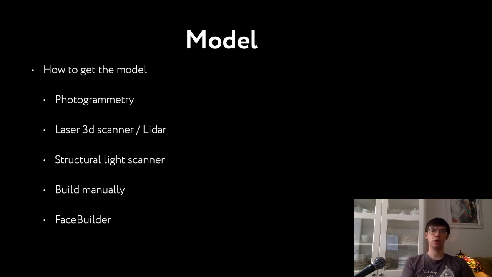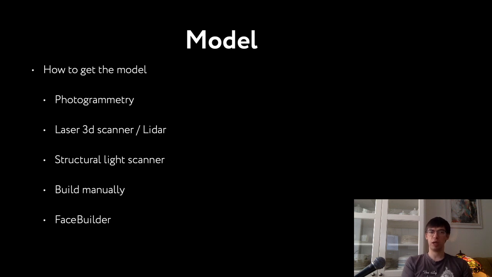How to get the model? It's just the most common question. First of all, you can use a 3D scanner or LiDAR or something like this, and they give you fast and reliable 3D models, all messy with lots of points, but you can then retopologize them, make them clean, and use them for tracking.